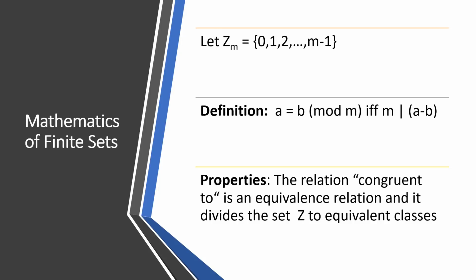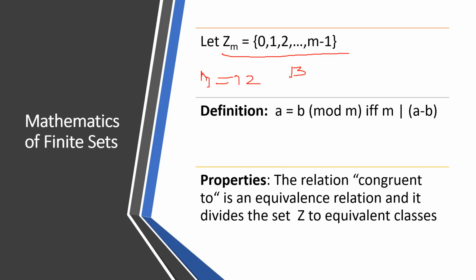Now, the mathematics of finite sets deals with this special set called Z_m, which is the set of all the integers from 0 to m minus 1. If you imagine that m equals 12, you might recognize this as clock numbers. The clock goes from 0 to 11 and then gets back to 0 when it hits 12 again.